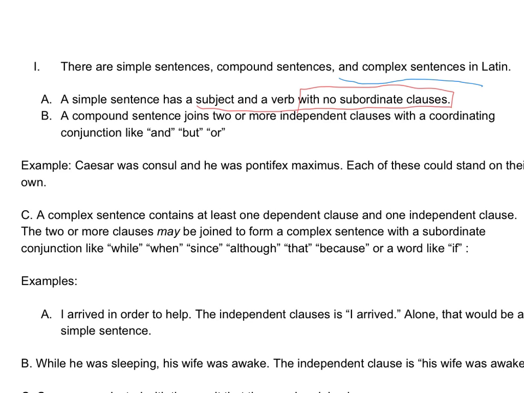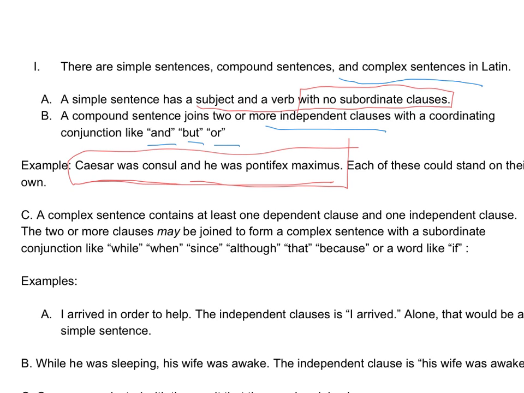A compound sentence joins two or more independent clauses with a coordinating conjunction like and, but, or. So look at an example of a compound sentence. Caesar was consul, and he was Pontifex Maximus. That's one single sentence, but when you break this down, it's almost like two simple sentences were joined together with the word and. You've taken two simple sentences that have a subject and a verb with no subordinate clauses and joined them into a compound sentence with the word and.